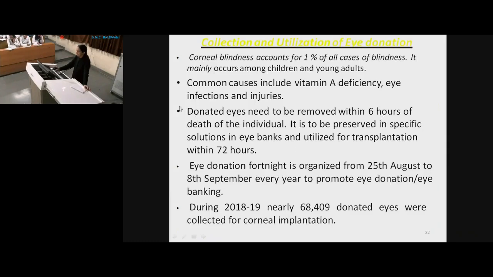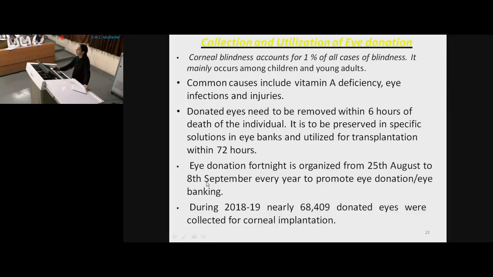After that, all the effort will be useless. It is to be preserved in specific solutions in eye banks and utilized for transplantation within 72 hours. 6 घंटे में निकालना है, 72 hours में लगाना है. Eye donation fortnight कब से कब होता है? This is also an important question. 25th August to 8 September.